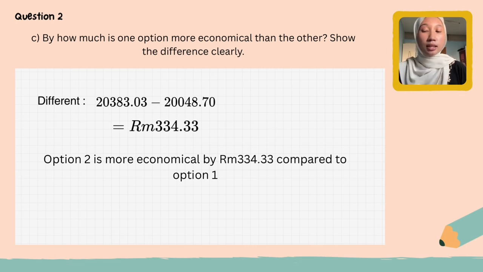C. By how much is one option more economical than the other? Show the difference clearly. So to show the difference clearly, I'll use the interest of option 1 and the interest of option 2. So 20,383.03 minus 20,048.70. The total is RM334.33. Option 2 is more economical by RM334.33 compared to option 1.